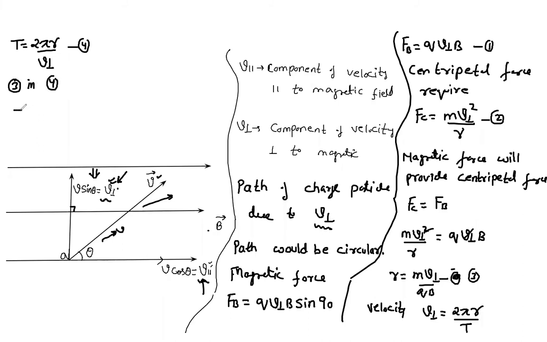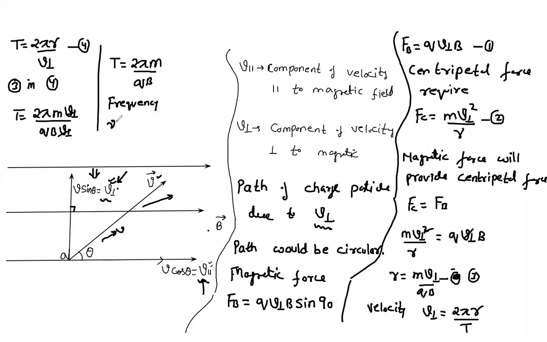On substituting 3 and 4, I will get that the time period is 2 pi r, which is 2 pi m v perpendicular by qB into v perpendicular. So v perpendicular will cancel v perpendicular. The expression of time period is 2 pi m over qB. The expression of frequency is 1 by time period, so it's qB by 2 pi m. That's the frequency. This is equation number 5.